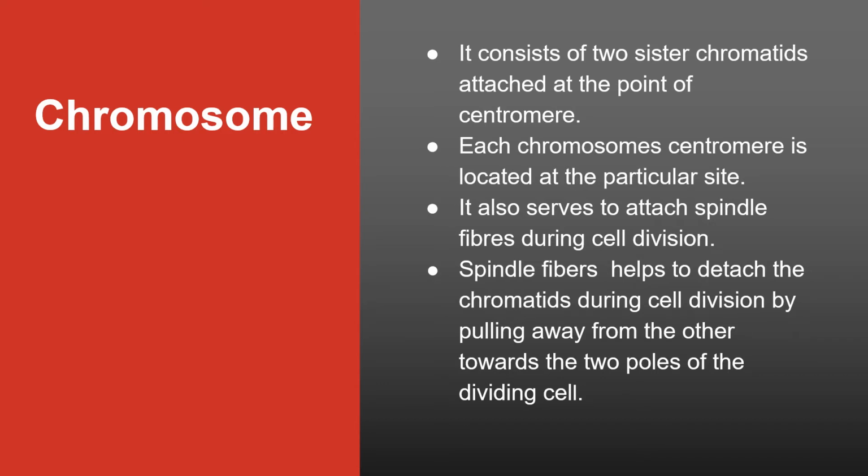If you come to the structure of a chromosome, it consists of two sister chromatids. They are attached at the point of the centromere. In each chromosome, the centromere is located at a particular site. It helps to attach spindle fibers during cell division. These spindle fibers help to detach the chromatids during cell division.